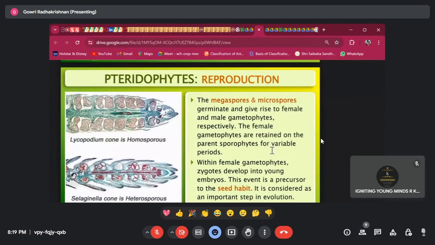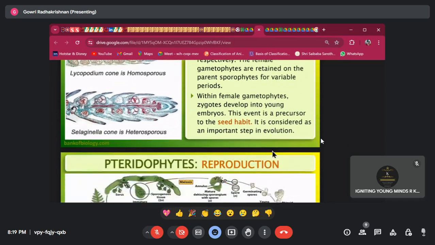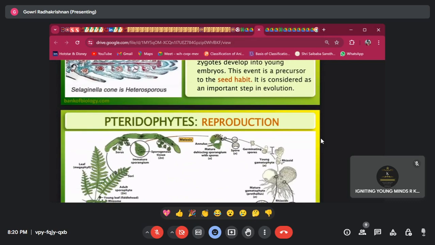The megaspore and microspores germinate and give rise to female and male gametophytes. That is, a megaspore gives rise to female gametophyte, and the microspore gives rise to male gametophyte. The female gametophytes are retained on the parent sporophyte for variable periods. Within female gametophytes, zygotes develop into young embryos. This event is a precursor to the seed habit. It is considered an important step in evolution.